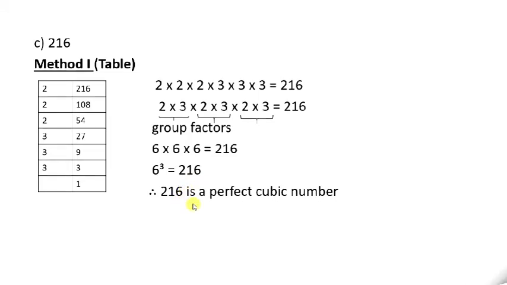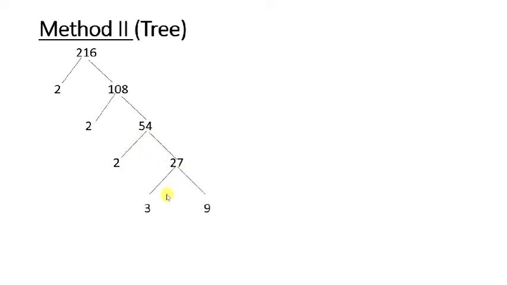Let's go to the tree method. We'll start. 2 into 216 is 108. 2 into 108 is 54. 2 into 54 is 27. Then 3 into 27 is 9. 3 into 9 is 3. We'll express that as a product of its prime factors.